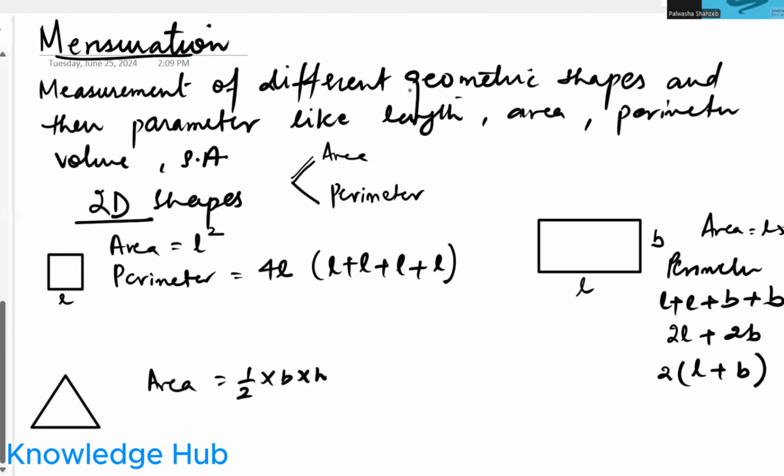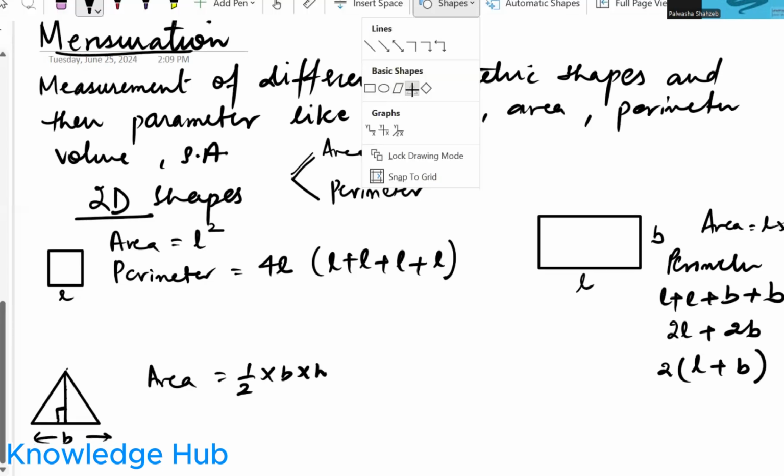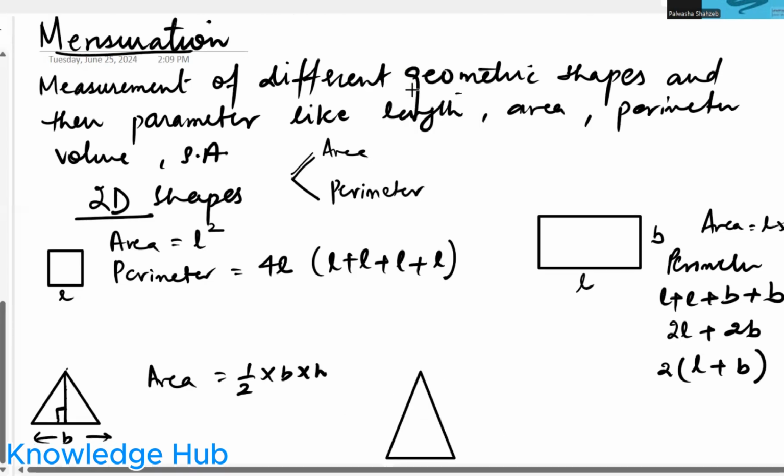Now, this is the base of the triangle and this is the height of the triangle. Now keep one thing in your mind very clearly: the height of a triangle is always perpendicular to its base. Now, let me tell you another thing. For example, this is a triangle. Let's suppose this is it.